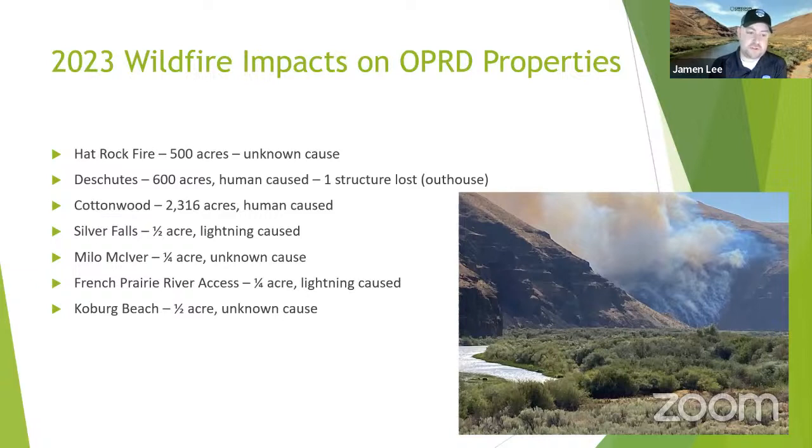We did have a couple other lightning caused fires this year. The one at French Prairie was smoldering for a number of days, actually, because it was also raining. But when the smoke started pouring out, that's when we noticed it. Same with Silver Falls. At Silver Falls, we have an excellent partnership with Drake's Crossing Fire Department, and they were on scene almost immediately. Staff and the fire personnel worked pretty flawlessly to get that under control pretty quickly.